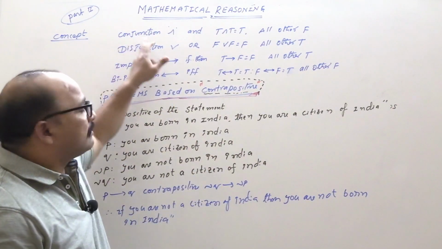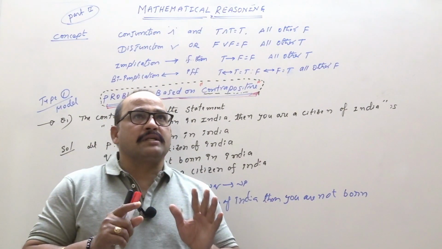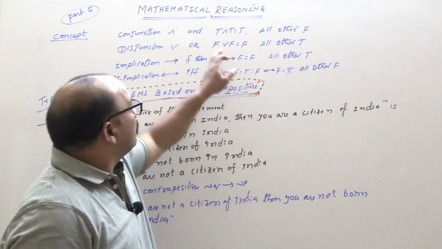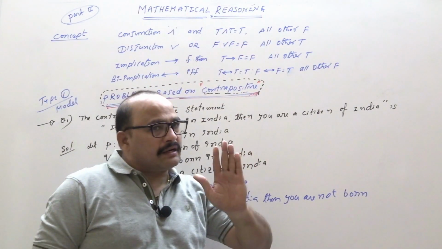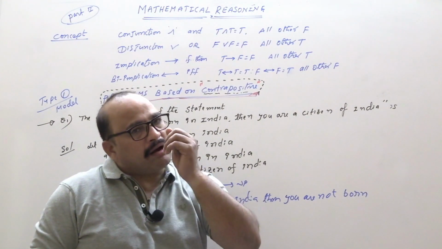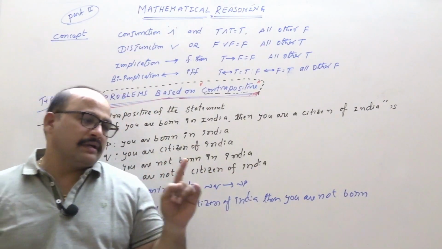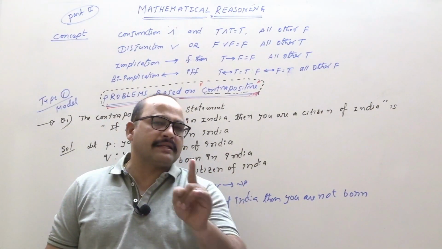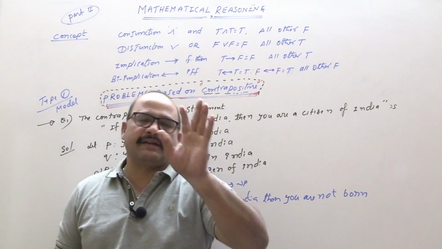The first one, the truth table for conjunction (AND). Under the AND table, you should remember just one line: T and T is equal to T. Remaining in all cases, F. So, under the AND table, T and T is equal to T. That's all. Remaining in all possible cases, F.